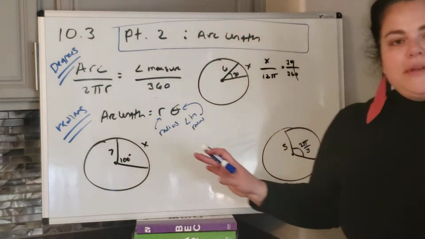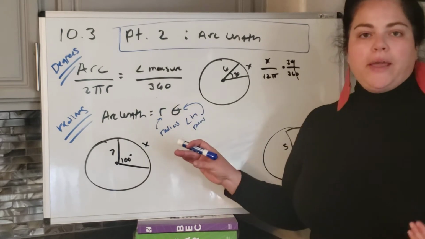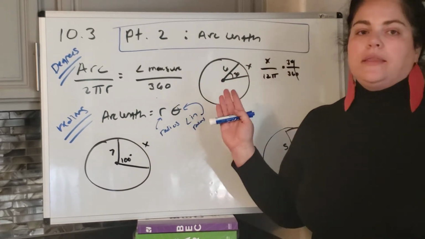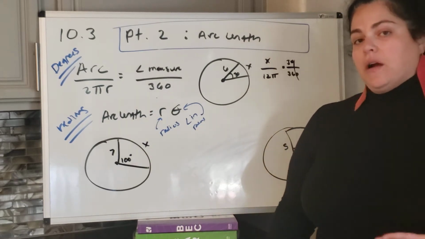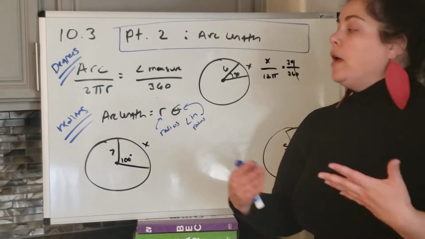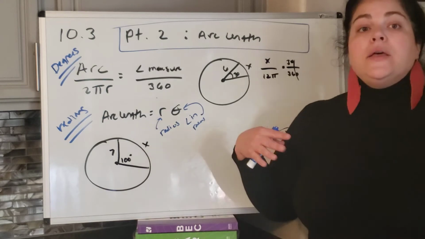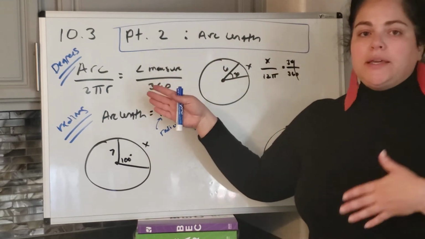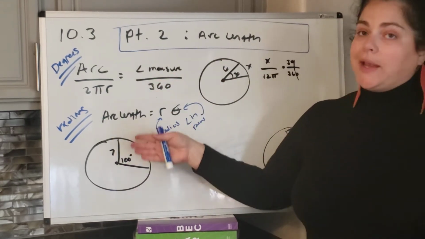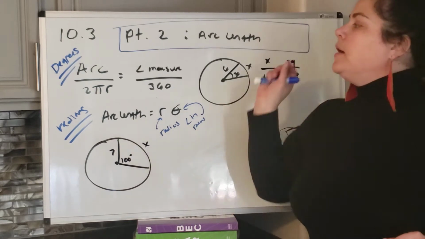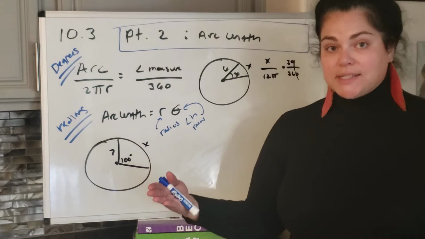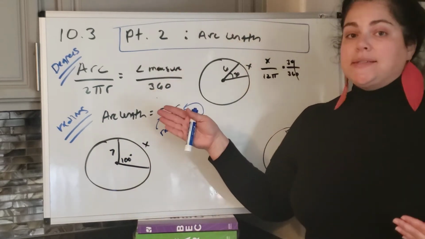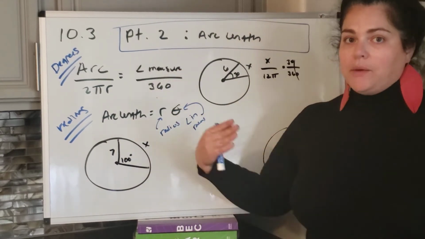Okay guys, I'm now coming to you talking about 10.3 part 2, which is arc length. In order to understand arc length, you have to understand circumference because arc length is merely a portion of the circumference, okay? So we're given either degrees or radians. Radians in this case is really, really easy. In degrees, remember guys, an entire circle has 360 degrees. So it's just a basic ratio, small over big equals small over big.